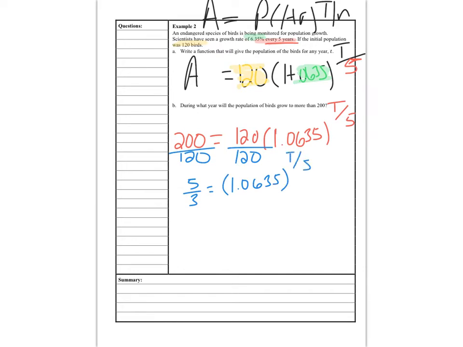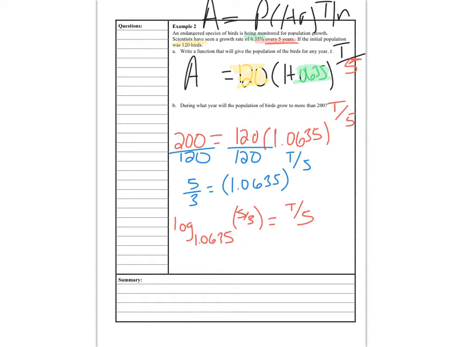Copy everything over. Now we have the exponent as our variable, so we're going to use logs again, just like we did on the previous page. Base stays the base, so it's log base 1.0635 of 5/3, not raising it to a power. So the log base 1.0635 of 5/3 is going to equal the exponent. Because remember, a log is just an exponent. The log will always equal the exponent.